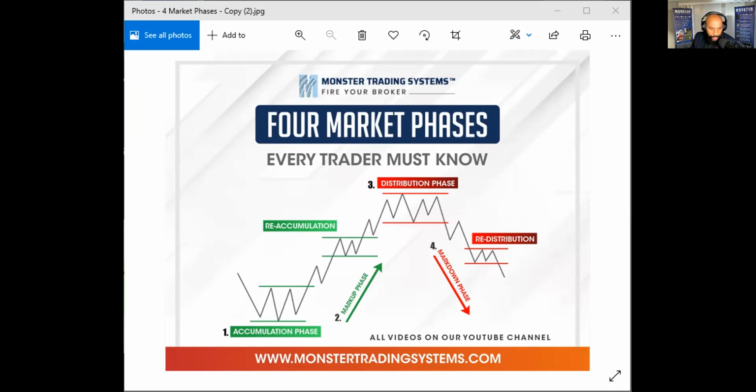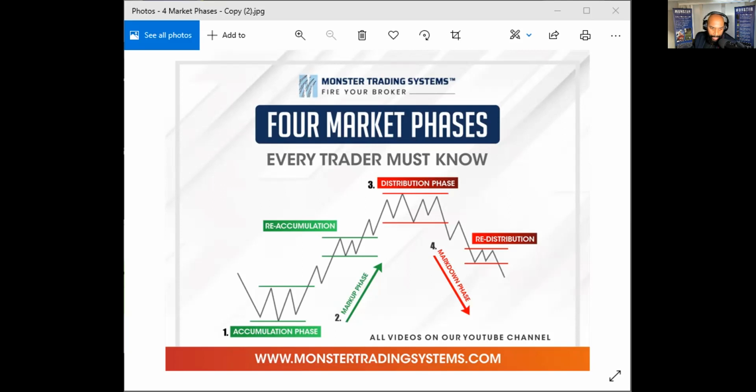So this is accumulation here. Our first entry is when price breaks resistance right here. So this is resistance and this is support. Okay, and guys, we go over this over and over. This is the way price works. I've been doing this for a long time, and I don't get bored because it's just what it is. Okay, so we're gonna buy here on a break of resistance.